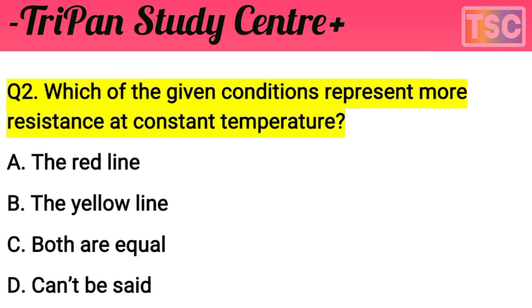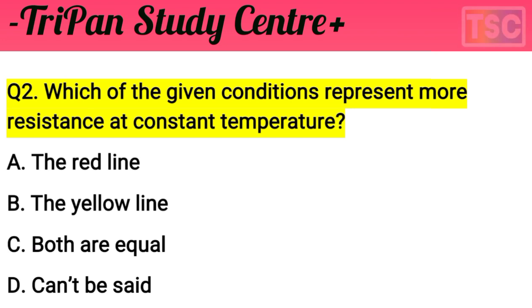The next question: which of the given conditions represents more resistance at a constant temperature? A, the red line. B, the yellow line. C, both are equal. D, cannot be said. That's important, but first of all, check your knowledge and give your answer.